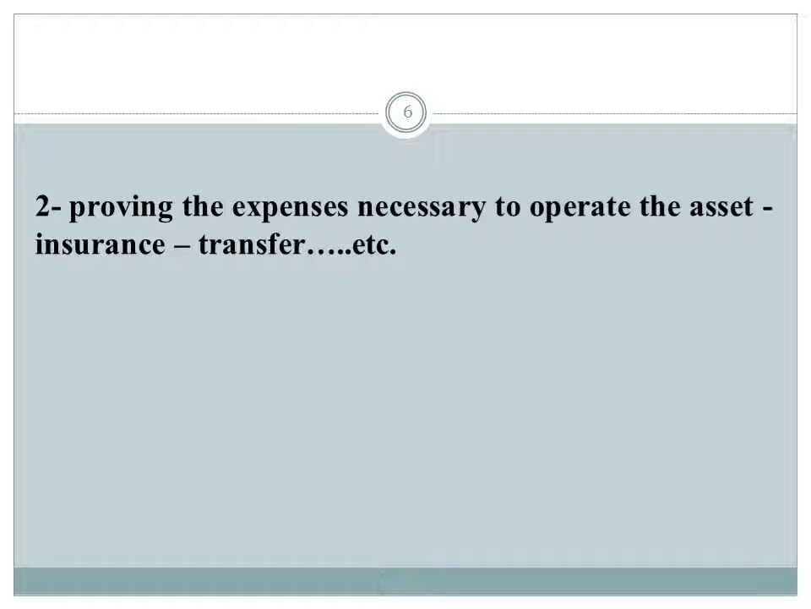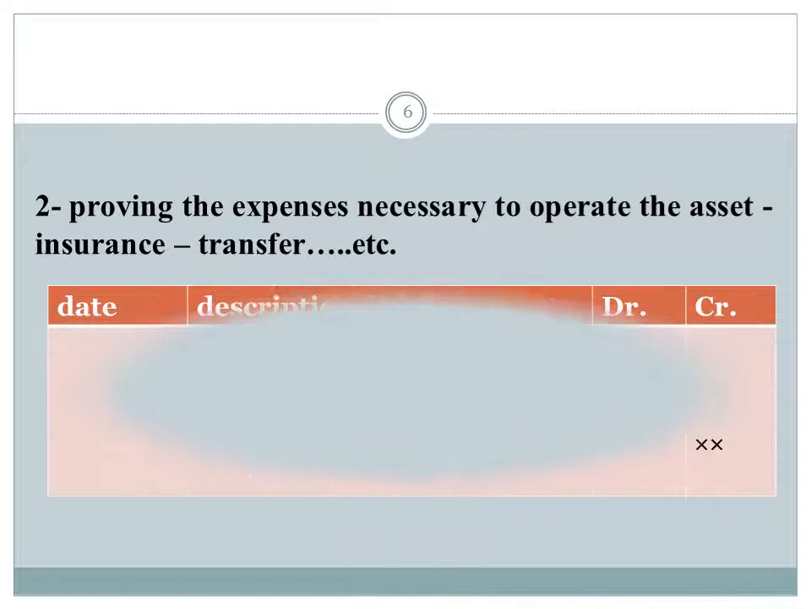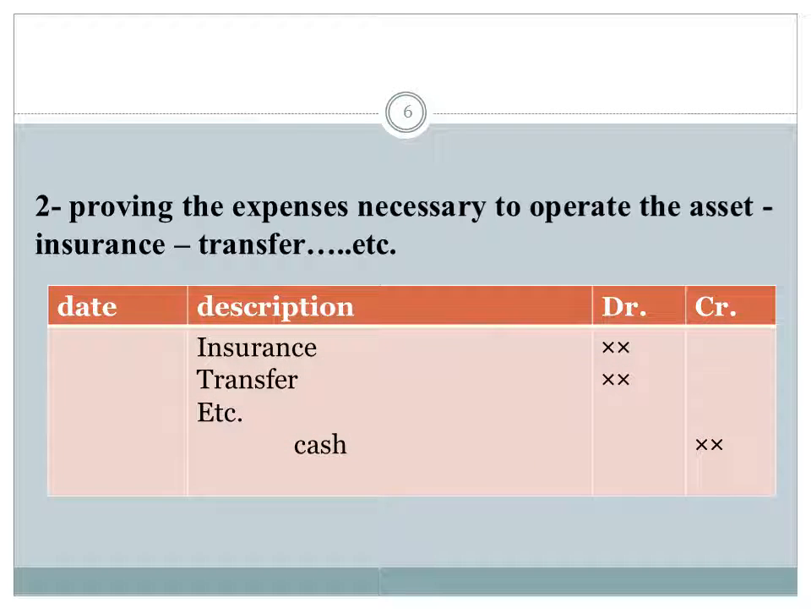There are some expenses necessary to operate the asset. To make an asset valid to use, these expenses in the first stage will be on the debit side and cash on the credit side. So these expenses, such as insurance, transfer, etc., will be on the debit side. We pay these expenses in cash, so cash will be on the credit side. In the second stage, these expenses will be capitalized, loaded into the assets.